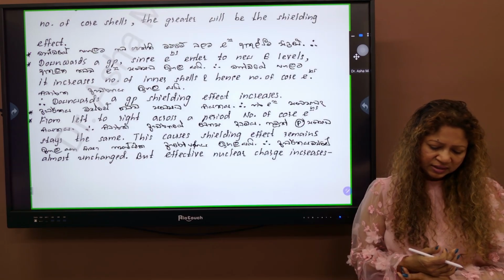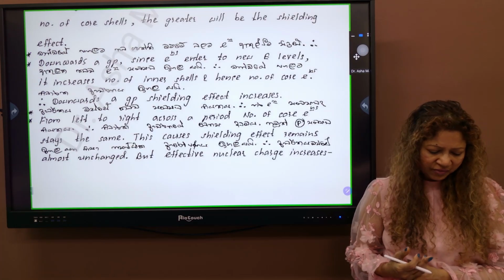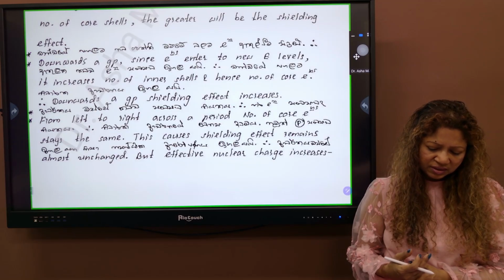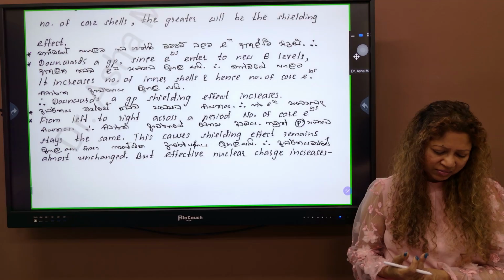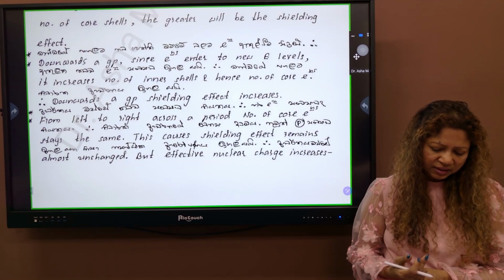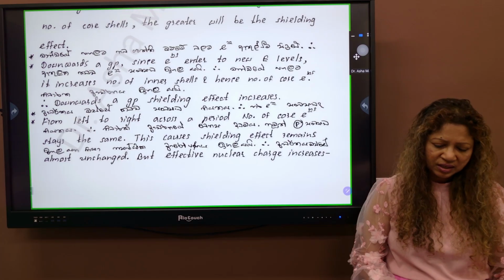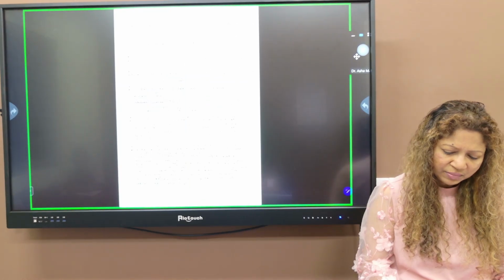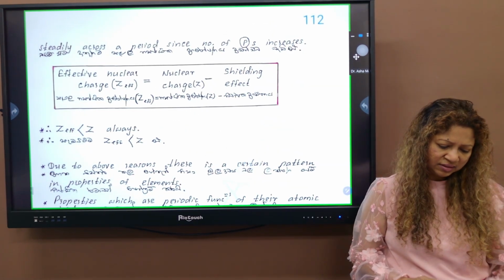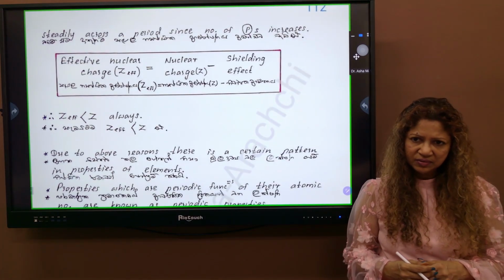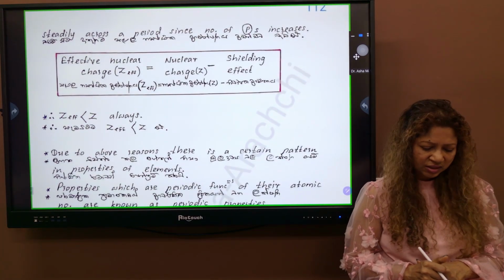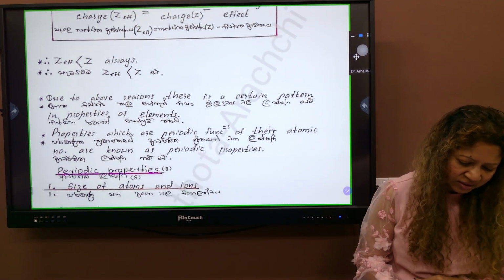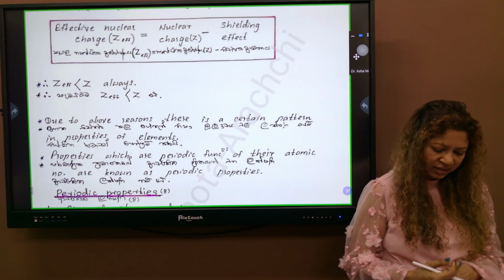From left to right across a period, the number of core electrons stays the same. This causes the shielding effect to remain almost unchanged, but effective nuclear charge increases steadily across a period since the number of protons increases. Effective nuclear charge equals nuclear charge minus shielding effect. Therefore, effective nuclear charge is always less than real nuclear charge.